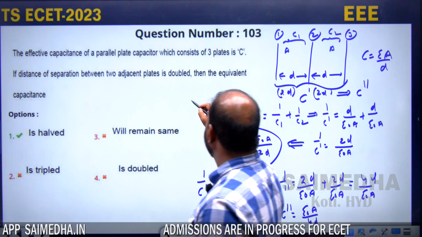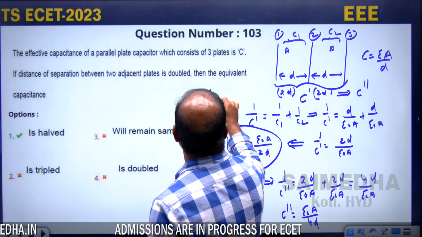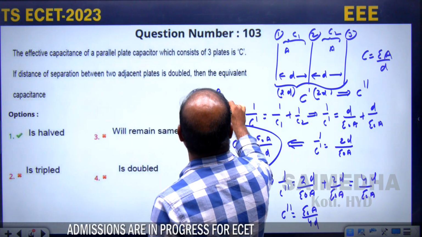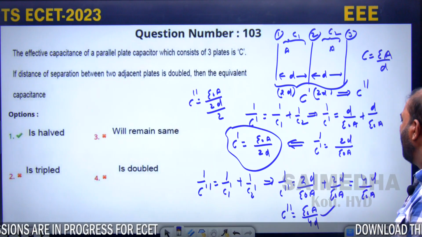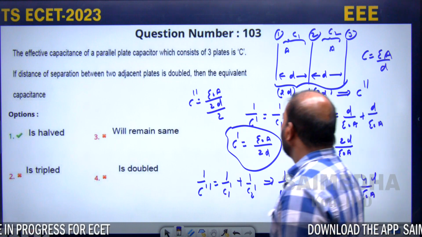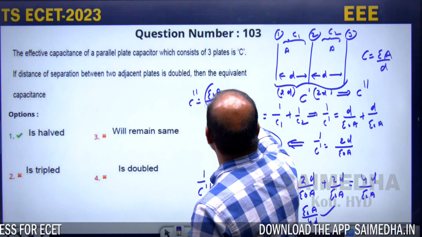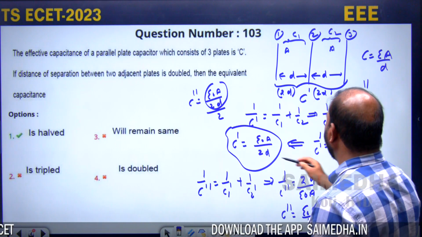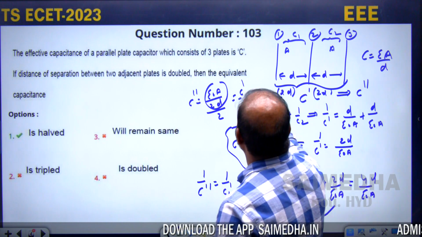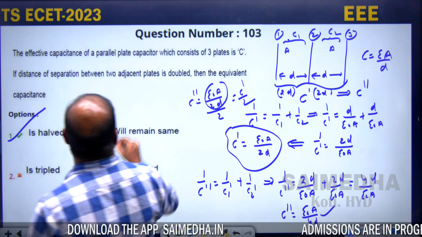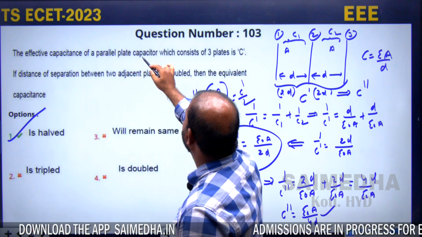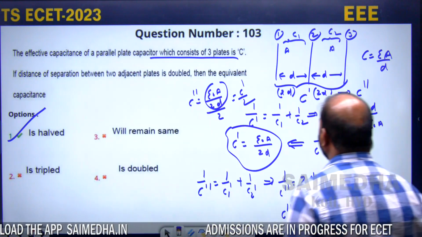Previously, we can write C double dash equal to epsilon naught A by 4d, which can be written as epsilon naught A by 2d, divided by 2. Already, epsilon naught A by 2d is C dash. So C double dash is C dash by 2. Capacitance has been halved. In this question he has mentioned clearly that the capacitor is having 3 plates. That's why I have done all these things.